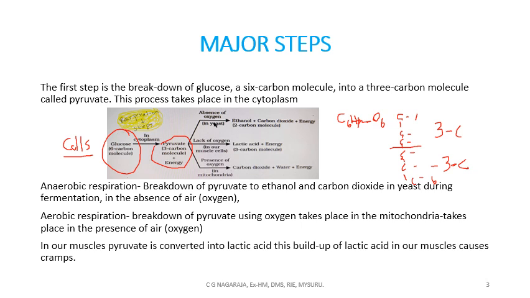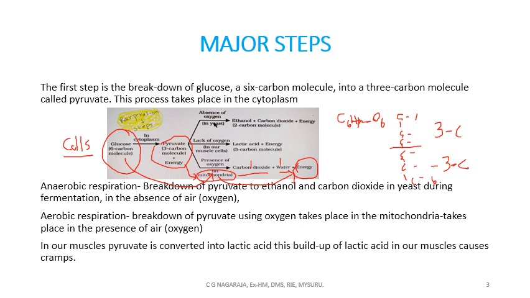And in the presence of oxygen, it takes place in the mitochondria. You know, cells contain a large number of mitochondria. It breaks into carbon dioxide, water, and a lot of energy is produced. That is normally explained as respiration. So respiration is a process in which glucose molecules are broken down in the presence of oxygen to produce energy. During that process, carbon dioxide and water are also released.